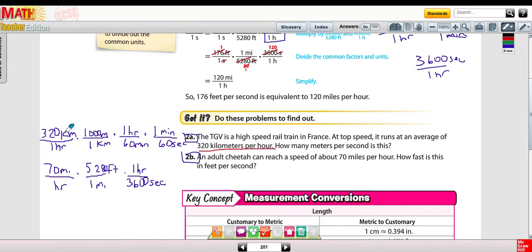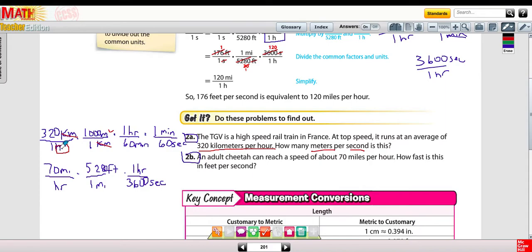So I have 320 kilometers over 1 hour. It doesn't matter if you try to cancel out the hours first or the kilometers first. I chose to cancel out the kilometers first. Notice I did that by putting 1 kilometer in the denominator, and there are 1,000 meters in 1 kilometer. Now that I have my meters part of my answer, I'm going to change it to seconds.